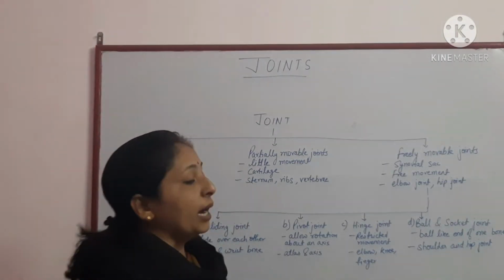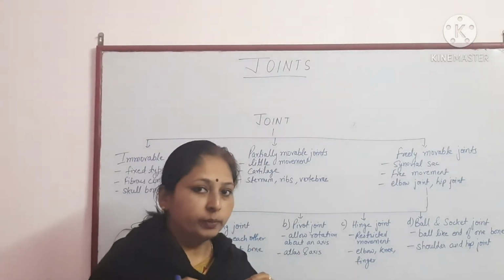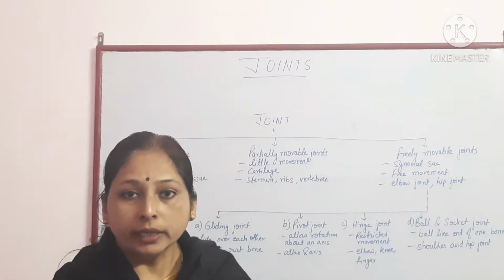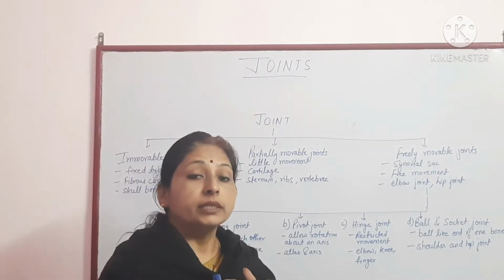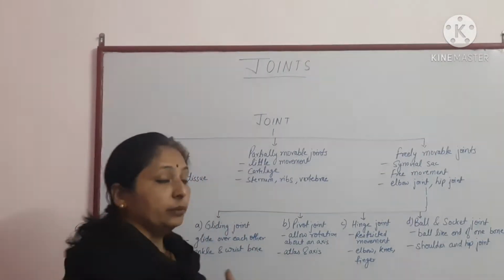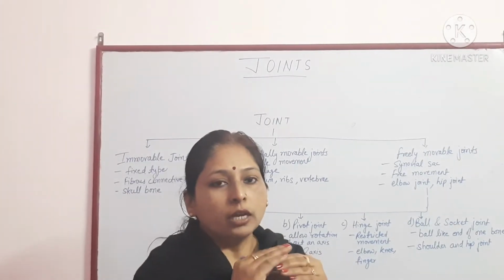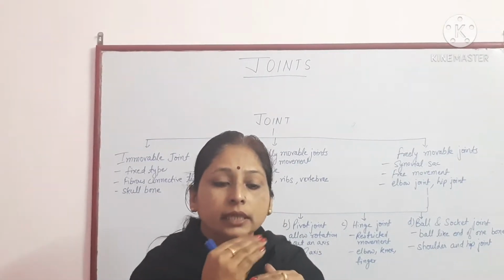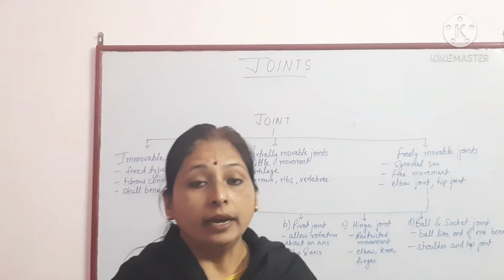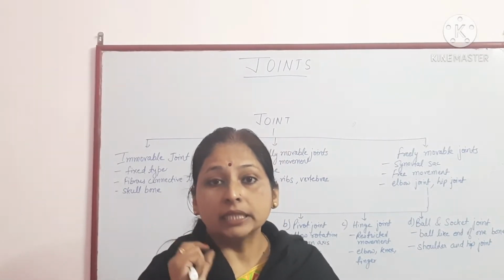Next is partially movable joints. Partially movable joints show little movement as they are joined together by cartilage, and they are present in the region of the ribs. They are present in the sternum, which is the breastbone, and the vertebral column. Slight movement is there. The cushion-like pad, which I have already mentioned in an earlier class, the gristle or the intervertebral disc, is present.